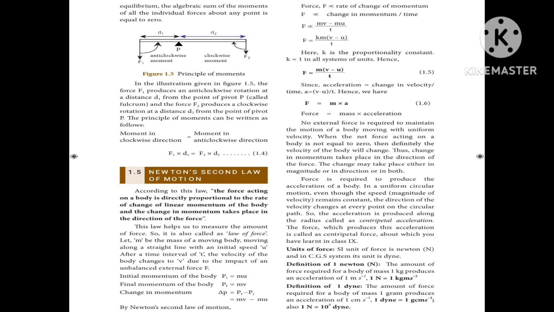1 N equals 1 kg m s^-2. Definition of 1 dyne: the amount of force required for a body of mass 1 gram to produce an acceleration of 1 cm s^-2. 1 dyne equals 1 g cm s^-2. Also, 1 N equals 10^5 dyne.